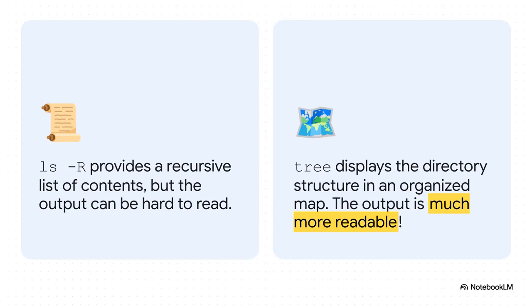Now check this out. This is where you start to see the payoff. Sure, you could use a command like ls -R to see everything everywhere, but you get this massive, messy wall of text. It's impossible to read. Or you could learn one more tiny command, tree, and you get this beautiful, organized map. That's the whole philosophy right there. A little learning goes a long way.